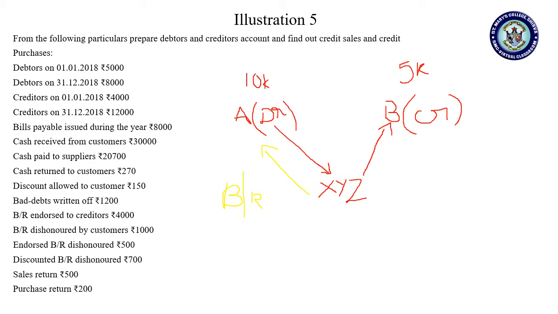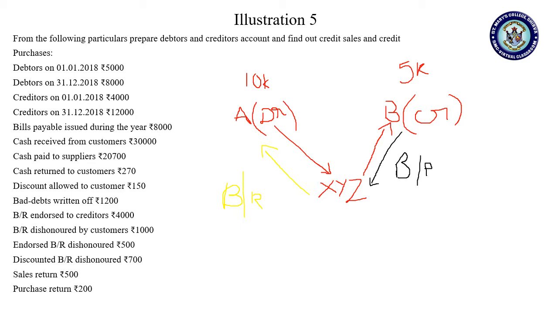Okay, you can issue bills receivable to debtor, and creditor will issue bills payable. This is the logic, because you are liable to pay, so creditor will issue. Now A is the debtor, B is the creditor, so A is liable to pay 10,000 and XYZ company is liable to pay 5,000 to B. So company can issue bills receivable on debtors, whereas creditor will issue bills payable on company.